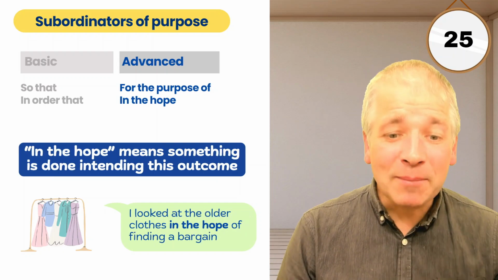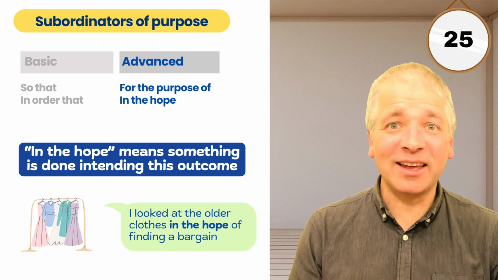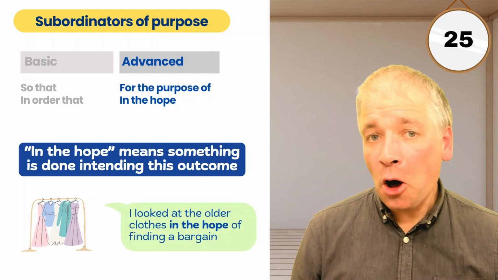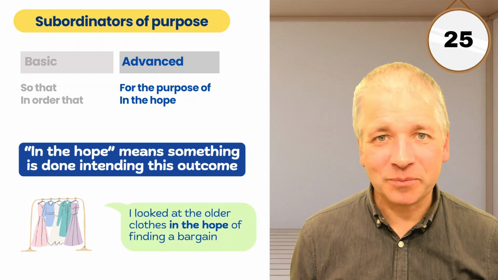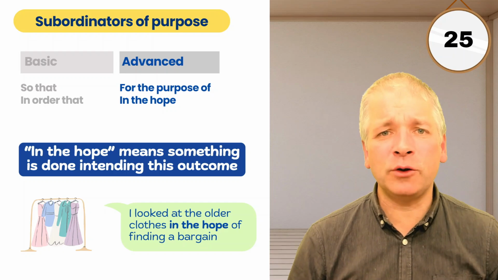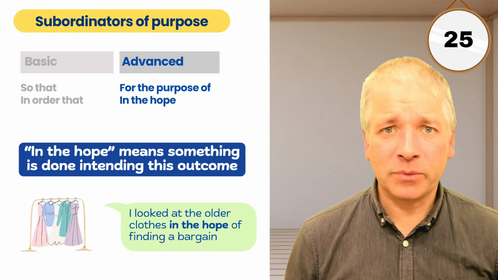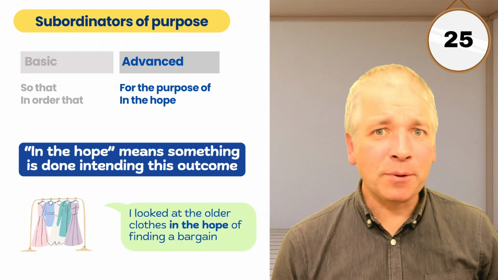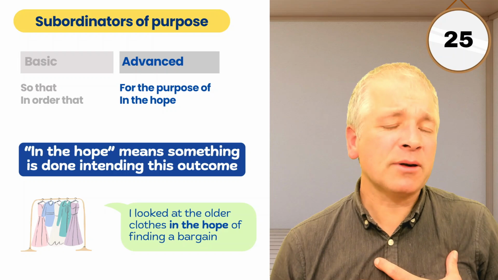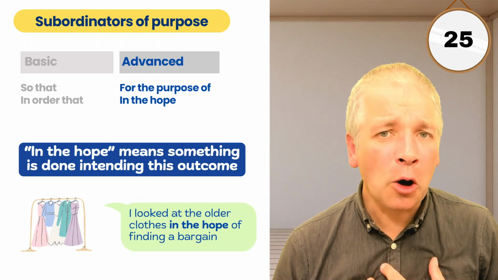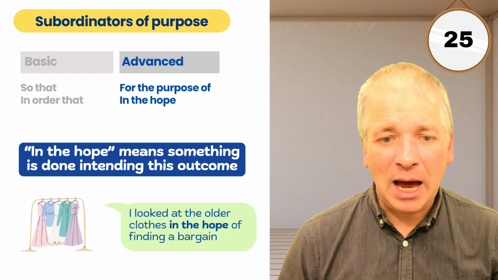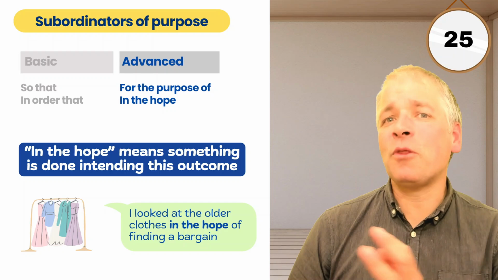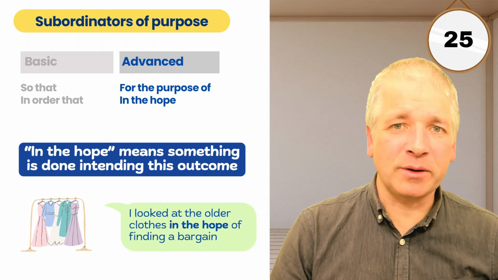In the hope means something is done intending this outcome. I looked at older clothes in the hope of finding a bargain. So here I have some sort of desire for the future, some sort of prediction. The main clause is I looked at the older clothes, and I give my purpose for that. Well, it's because I have this intention, this desire, this hope, this foresight, perhaps, in the hope. In the hope of goes with a noun. You could say in the hope that to go with a clause afterwards.